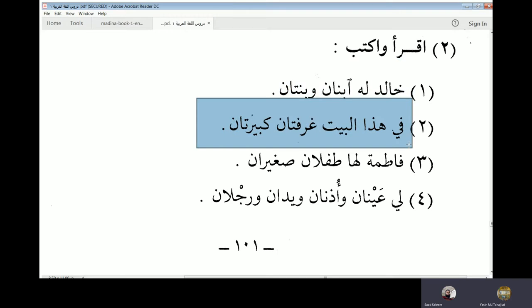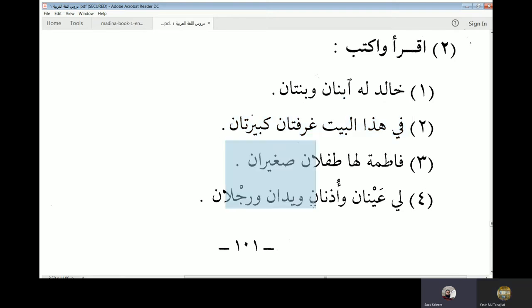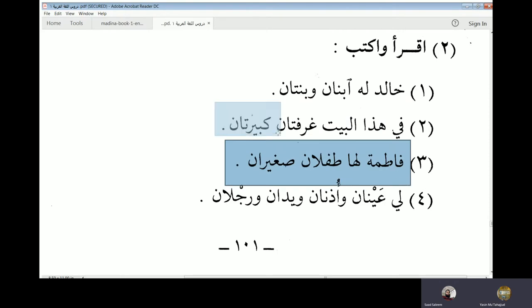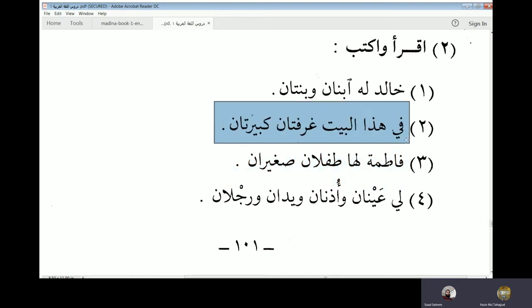We have a baytu. Bayti. Because of our future fee, we are using Kasra. Okay. We have a house, Gorfatani, Kabiratani. And in this house are two big rooms. Yes.